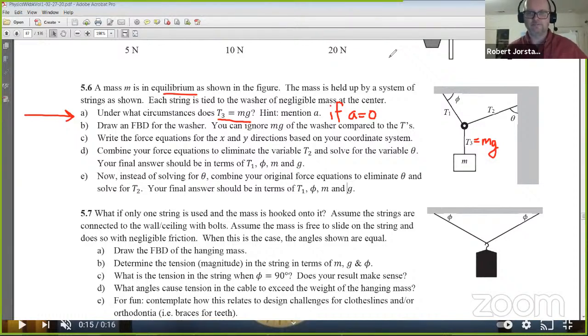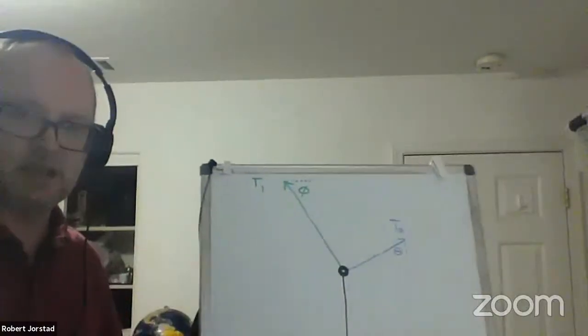All right, good. All right, draw an FBD for the washer. I'm going to go ahead and do this with you, right? Because it's our first one. So this is what I'm going to do. I started it here just so I wouldn't forget what colors I said. Sorry, I kind of cheated here.